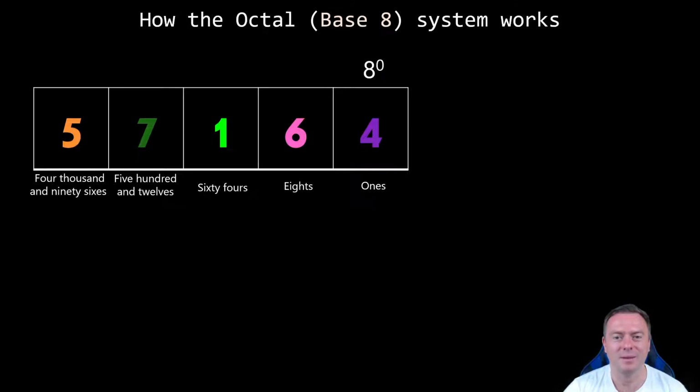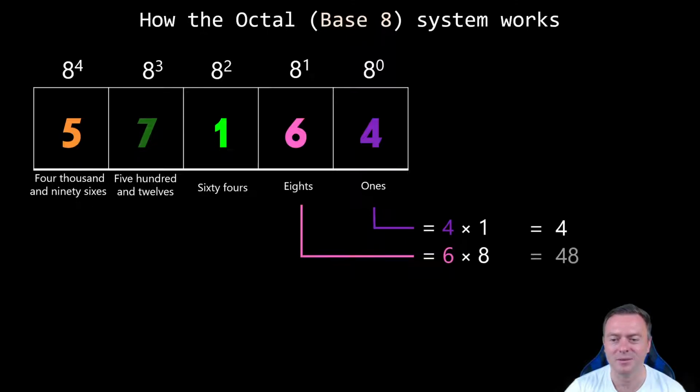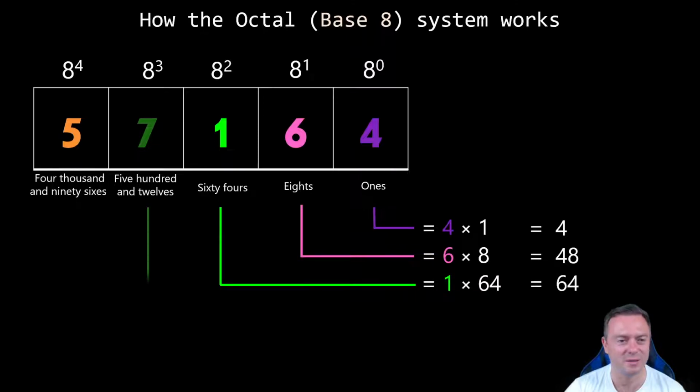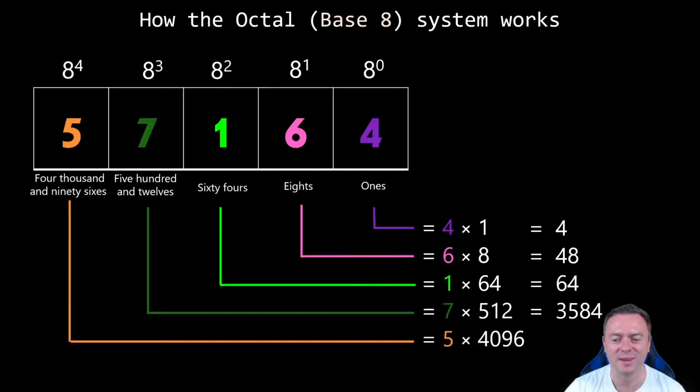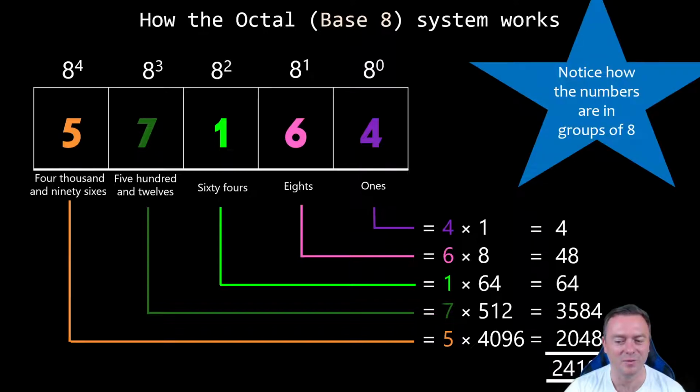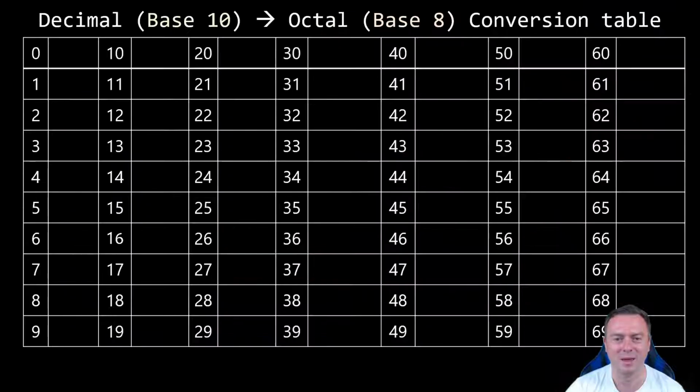All right, so 8 to the power of 0, 8 to the power of 1, 8 to the power of 2, 8 to the power of 3, and then 8 to the power of 4. So you would then go 4 times 1, which gives you 4, 6 times 8, which gives you 48, 1 lot of 64, which gives you 64, 7 lots of 512, which gives you 3,584, and then 5 lots of 4,096, which gives you 20,480. They all add up together to give you 24,180. So you should notice that the octal representation of exactly the same number in decimal is slightly larger because you have fewer characters to work with.